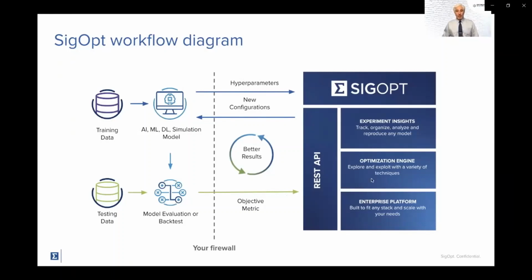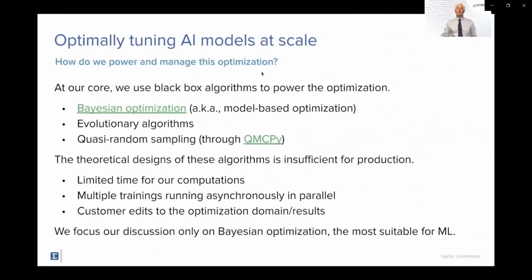Based on this information, our optimization engine relays new configurations through our REST API. These new configurations are tested, we find out how they perform, and we continue this cycle over and over and over, yielding better and better models over the course of this process. To power this optimization process, we use a variety of black box algorithms from the optimization literature. Most notably, Bayesian optimization, aka model-based optimization, which is a sample-efficient strategy for conducting optimization of black box functions.